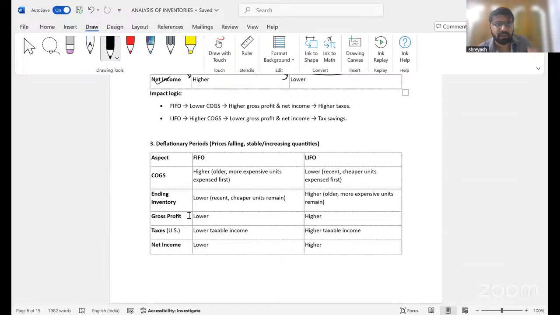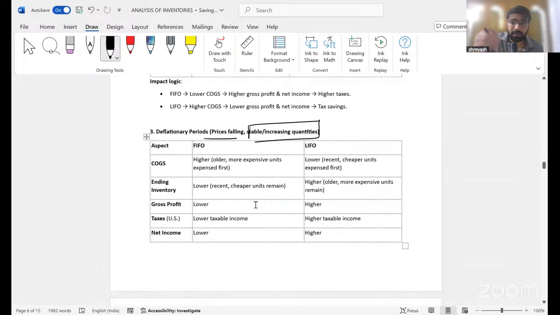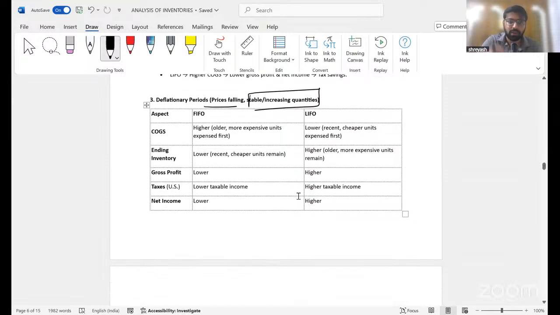Why? Because it has older purchase units which are more expensive than the recent units. Why? Because it is a deflationary environment. And the assumption still remains that the quantities are stable or increasing, and your prices are falling. That's very important. So in case of COGS, what happens?